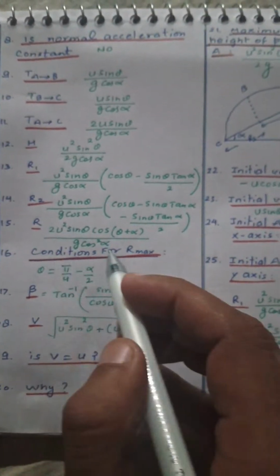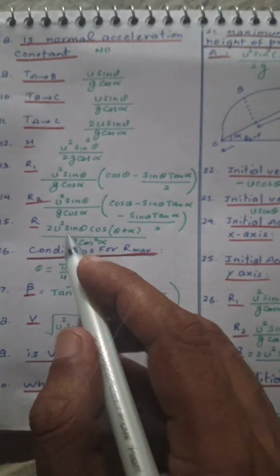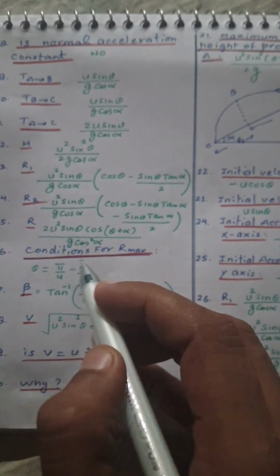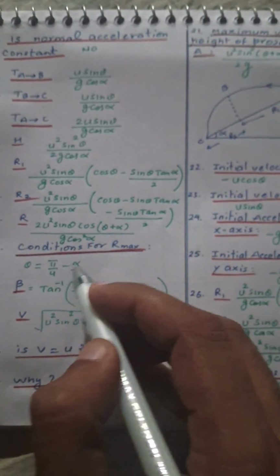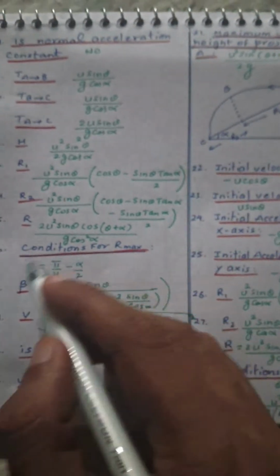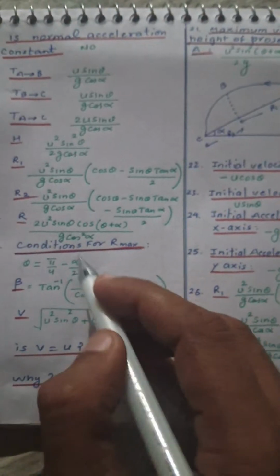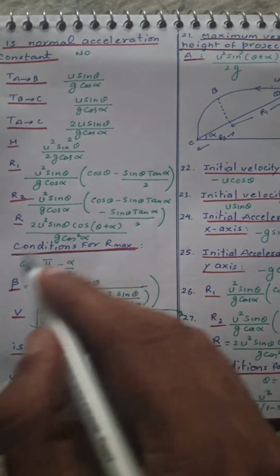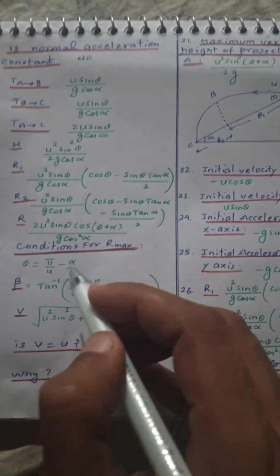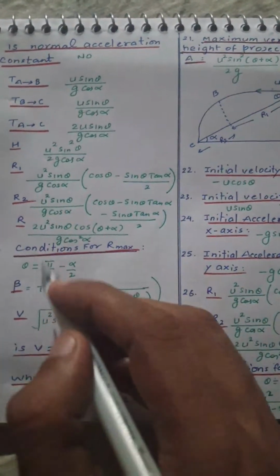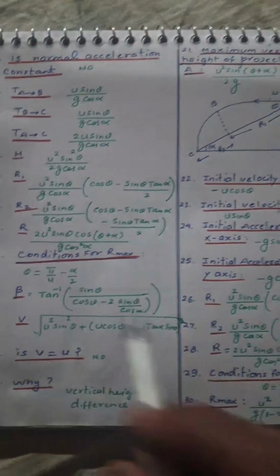Now there is a condition for R max. After differentiating it with respect to theta, the condition comes out to be theta is equal to pi by 4 minus alpha by 2. Here you can relate it. For normal projectile, alpha is 0, and we know that range is maximum at 45 degrees. So you can use mnemonics to remember this result. So range will be maximum when theta is pi by 4 minus alpha by 2.